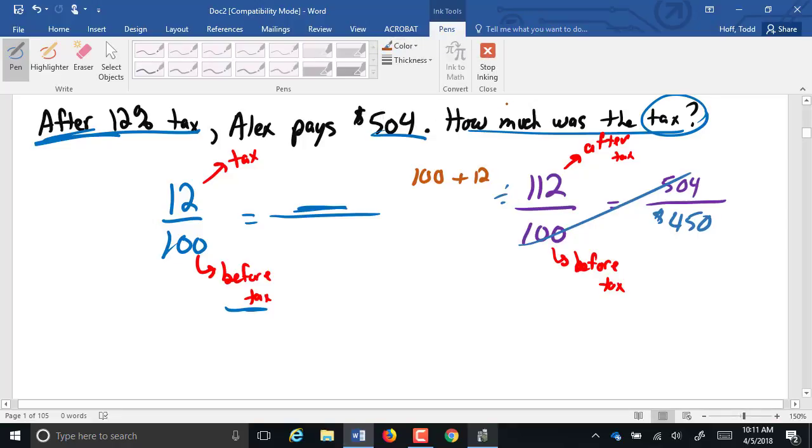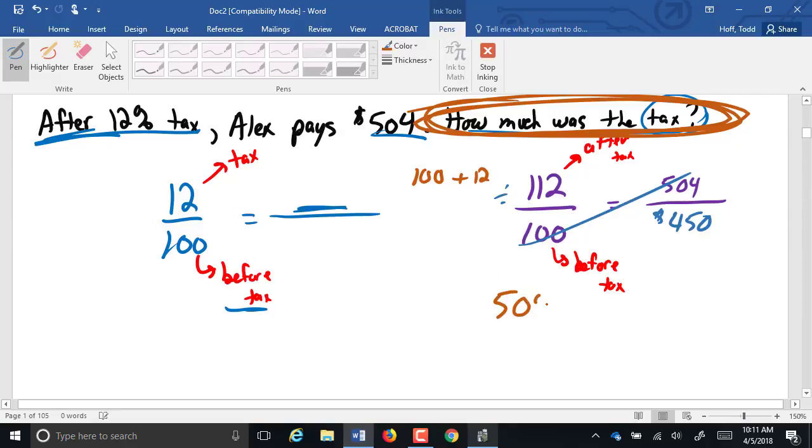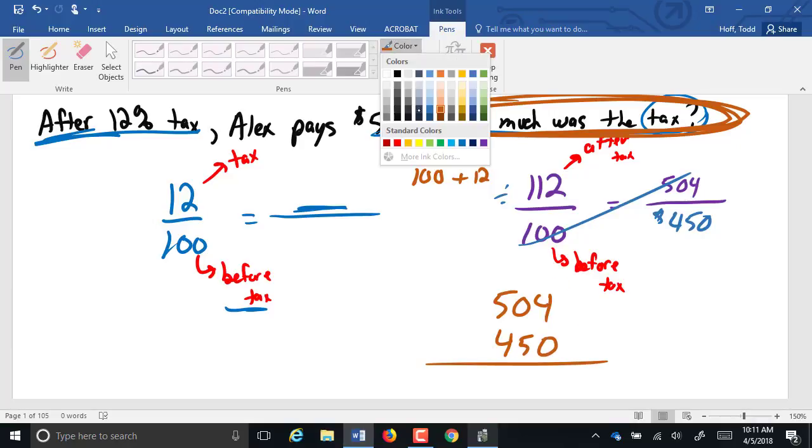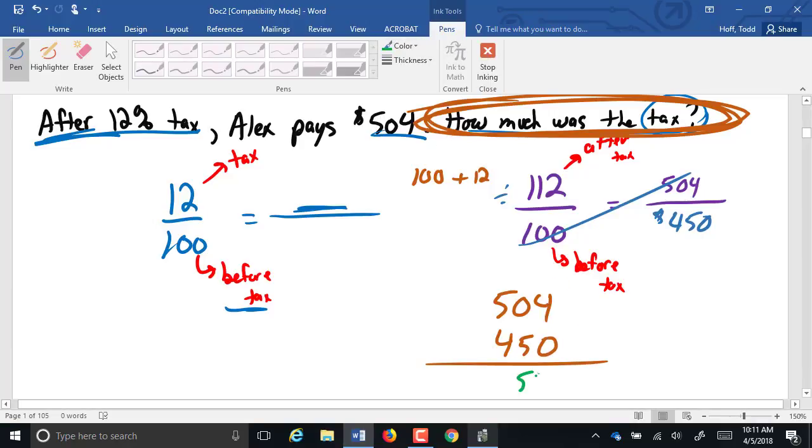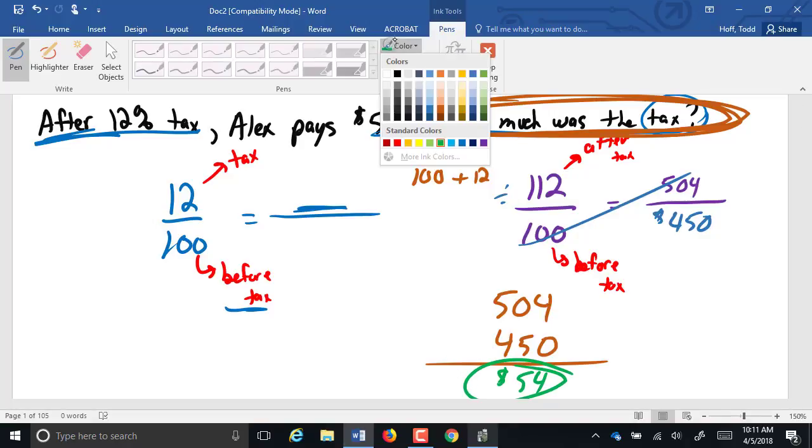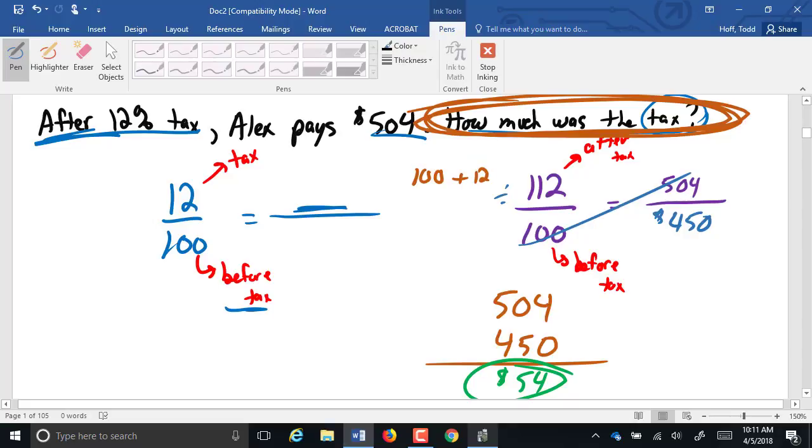Is that what we're asked to find? We're asked to find how much was the tax. So the total with tax is 504. The total before tax is 450. That's $54 in tax. What do you think? Not too bad.